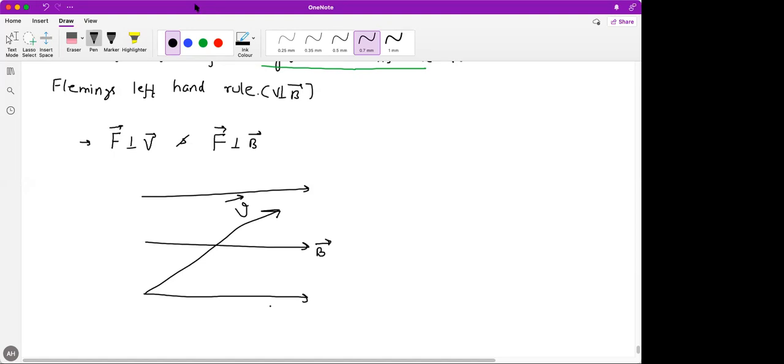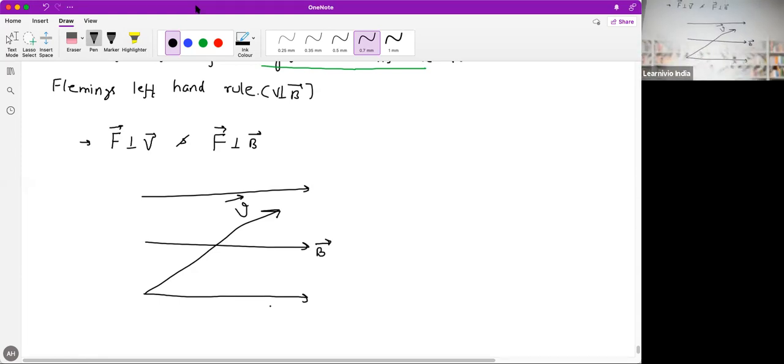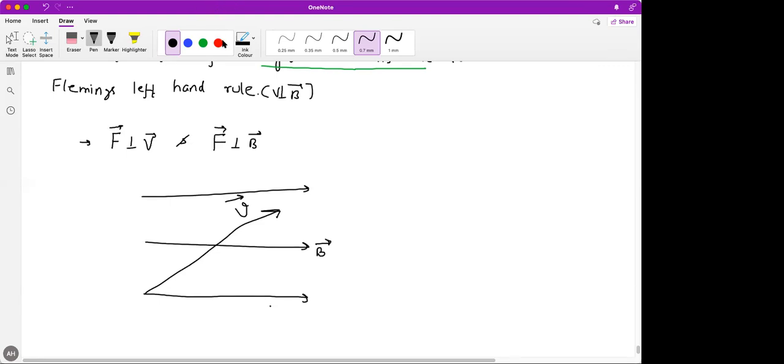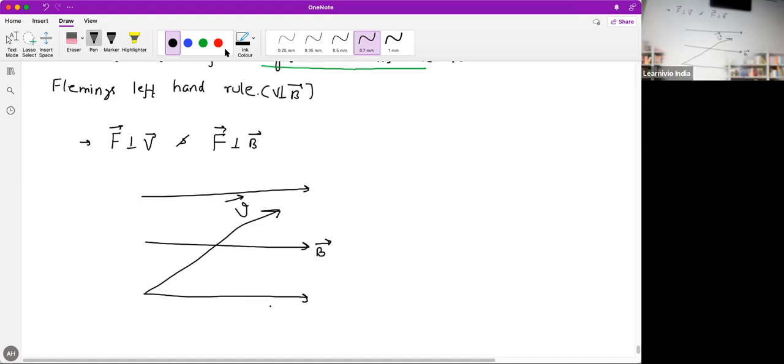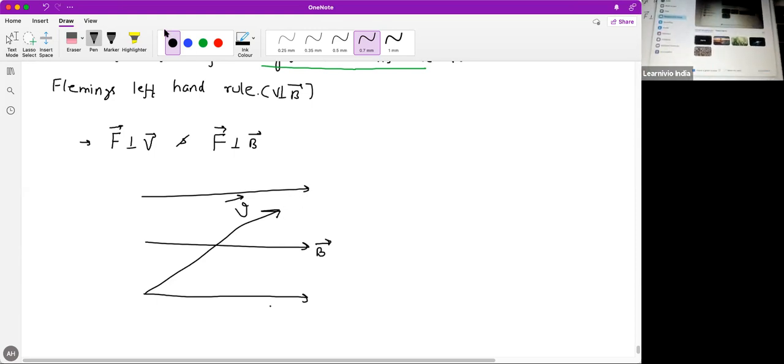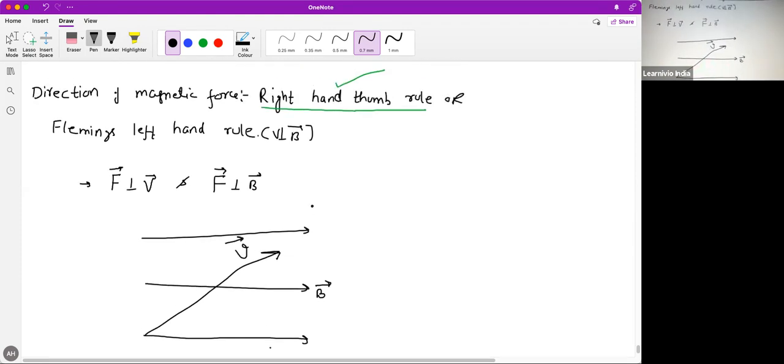Sir, so that F perpendicular to V is for Fleming's left hand rule. That F perpendicular to V, evident, right? Whenever you use the right hand thumb rule, or whenever you have magnetic force, it's always perpendicular to both velocity as well as magnetic field. Okay. Both the rules will give the same direction.